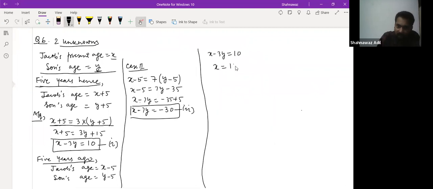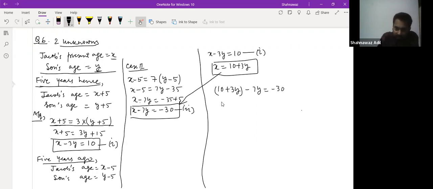So X is 10 plus 3Y, right? This was equation first, and we put this in the second equation, right? So 10 plus 3Y minus 7Y is minus 30. And 3Y minus 7Y is minus 4Y.